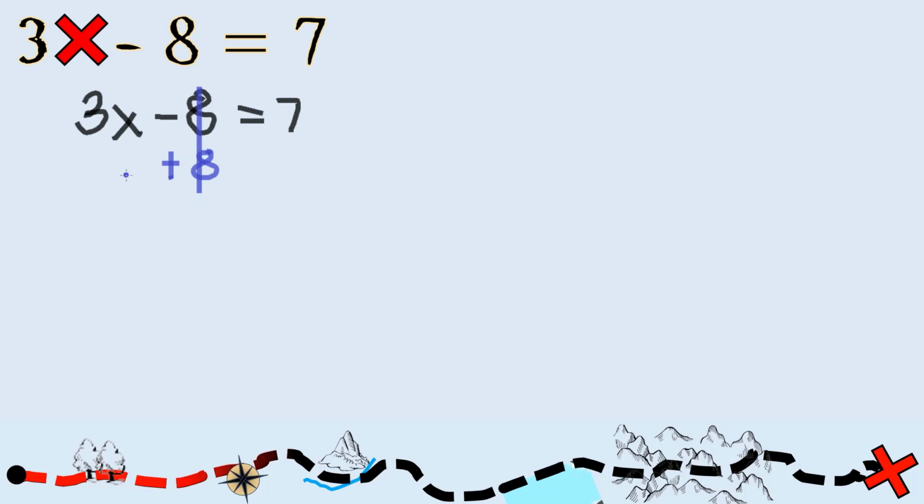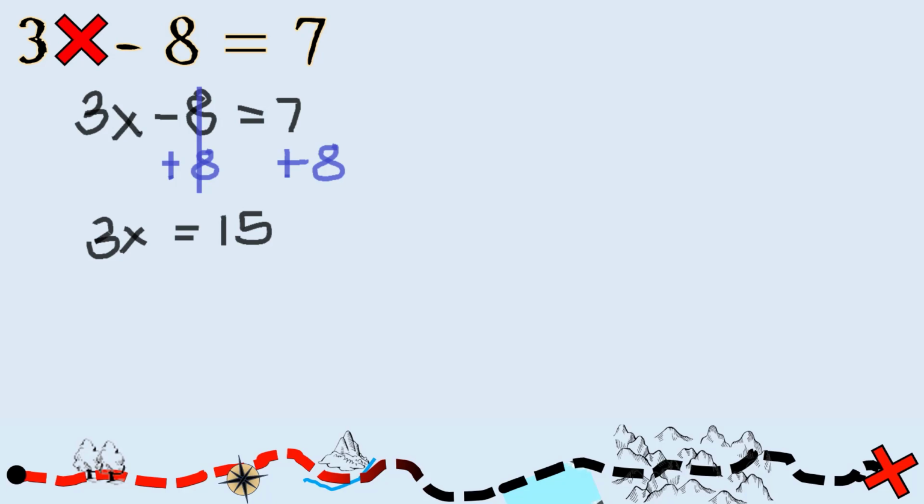But of course, properties of equality tells us that if we're going to do one thing on one side of the equation, to retain equality, you have to do it on the other side as well. This would mean that the next form of our equation is 3x equal to 7 plus 8, you will have 15.